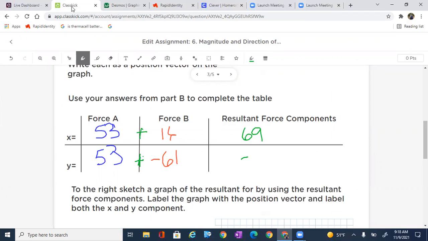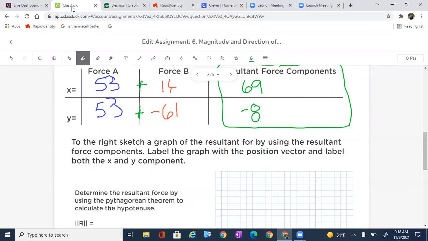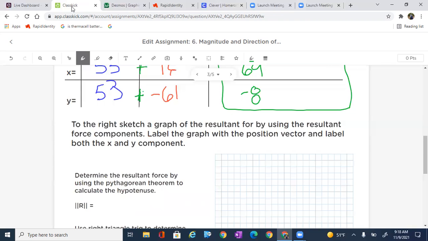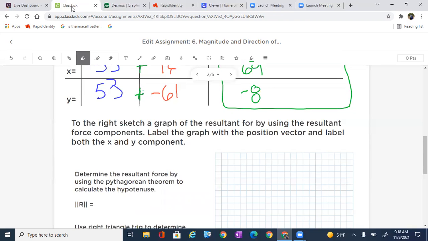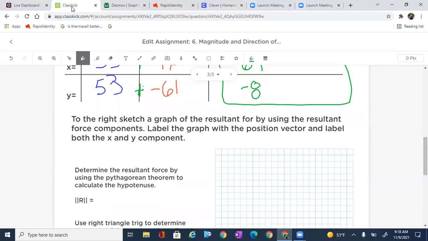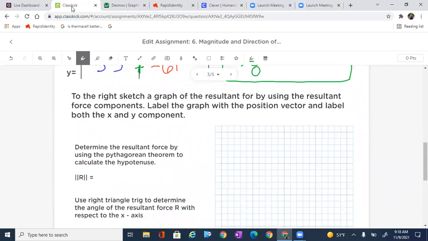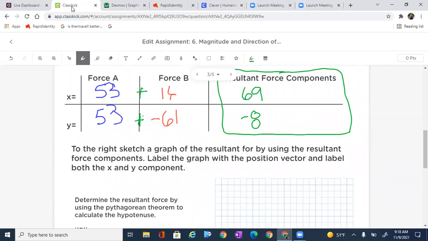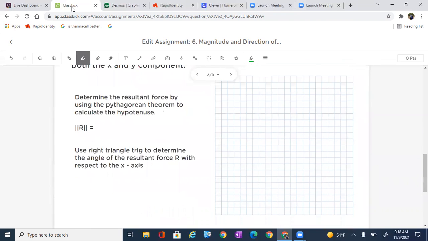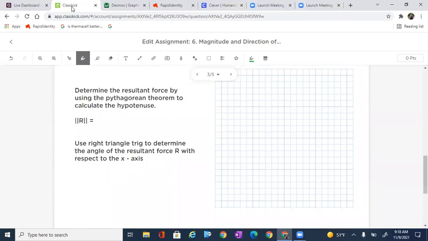And these are the resultant force components we're going to be using to find the magnitude of the final force. So let's use that information. It says, sketch a graph of the resultant force by using the resultant force components. Label the graph with the position vector and label both the x and y components. So we have 69 and negative 8. And we're just going to be making a sketch, nothing too fancy.